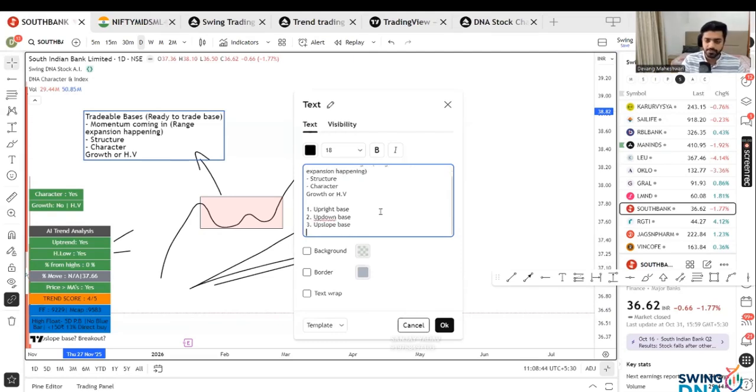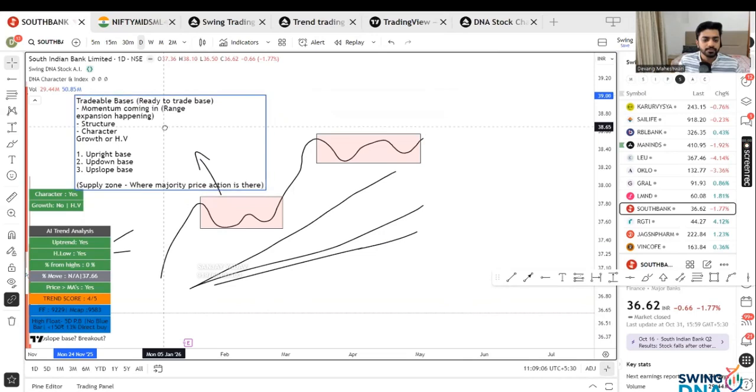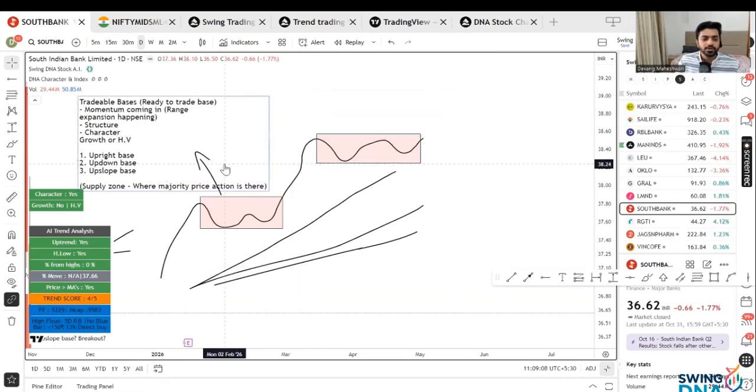These bases help in understanding the supply zones. Supply zones are the resistance zones where majority price action is there. Okay, where majority price action is there. That's where your supply zone is there. Okay. So these are all the things that we learned till yet. And now let's move ahead and understand what is the entry point.